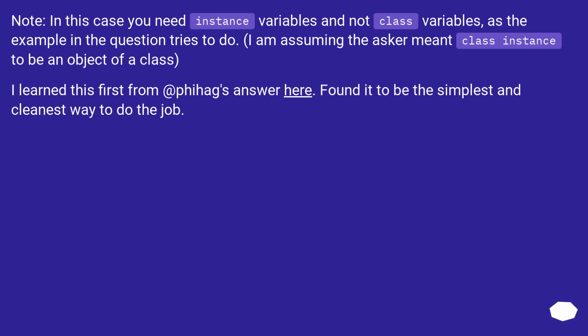Note, in this case you need instance variables and not class variables, as the example in the question tries to do. I am assuming the asker meant class instance to be an object of a class. I learned this first from Fihog's answer here. Found it to be the simplest and cleanest way to do the job.